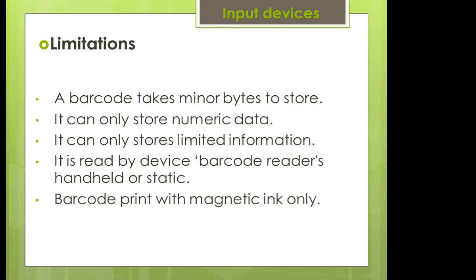Barcodes print with magnetic ink only. There is a particular kind of ink. Not every ink can be used to print barcodes. A particular magnetic ink is required that is viewed by the barcode scanners. If you are not using that ink for printing, the barcode scanner will show blank. Even though there are stripes and numbers, the barcode reader will not locate them.